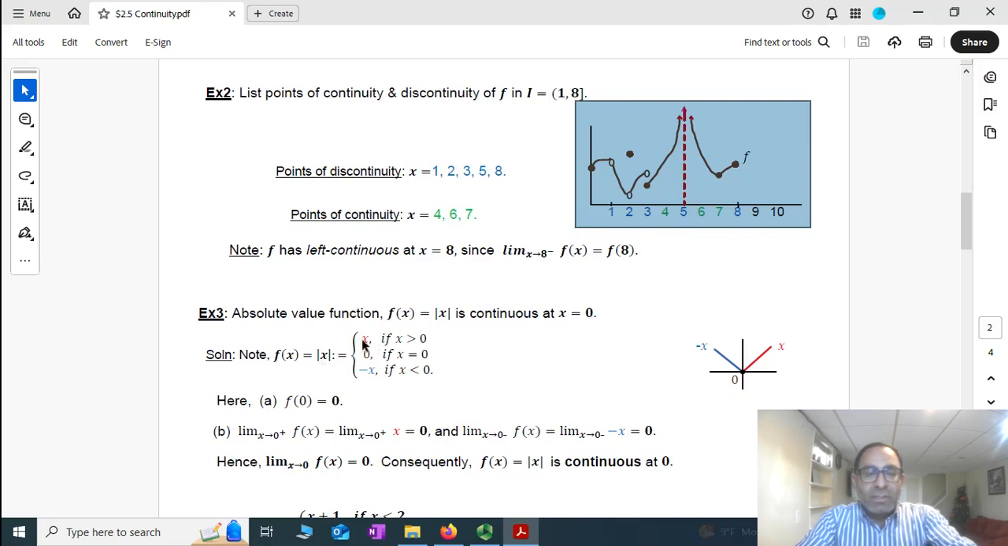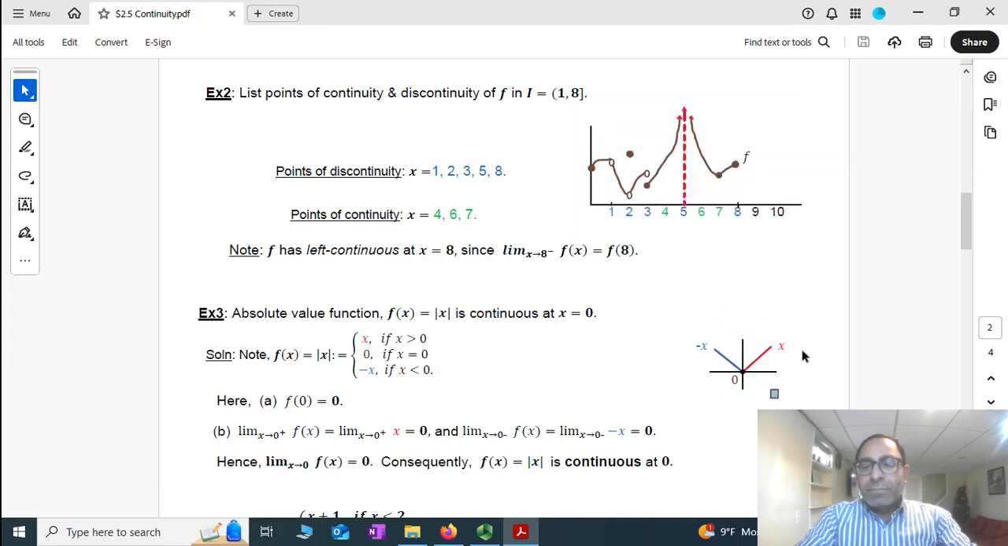Absolute value of x equals x if x is positive, 0 if x is 0 itself, and negative x if x is negative. If you want to visualize this absolute value function of x here, then on the right side we have this piece here. So if x is positive, we have this red piece or red branch of the graph. If x is negative, then this blue branch is it, and for this black dot, that means when x is 0, the function is 0.